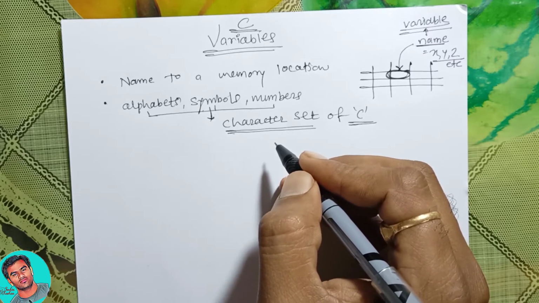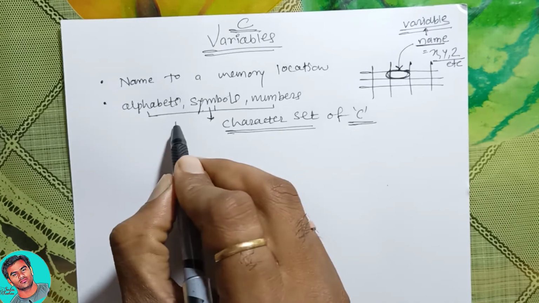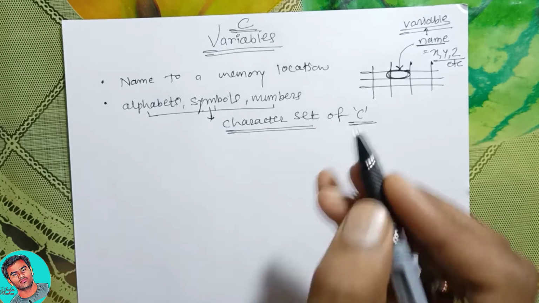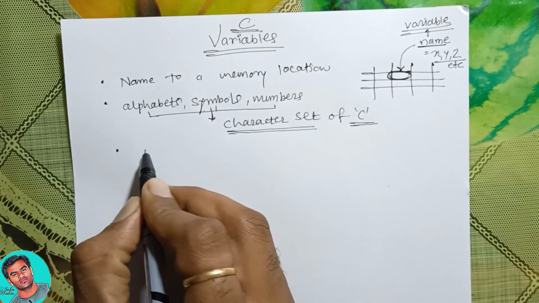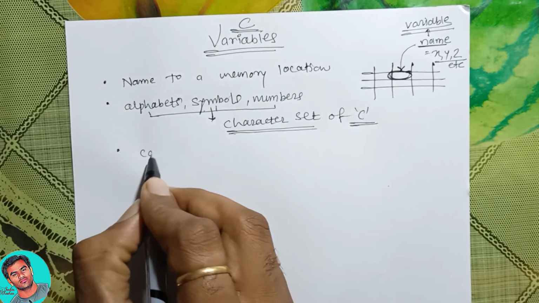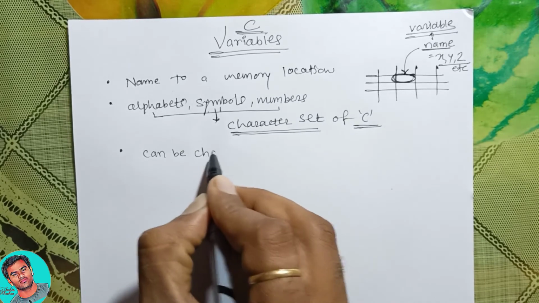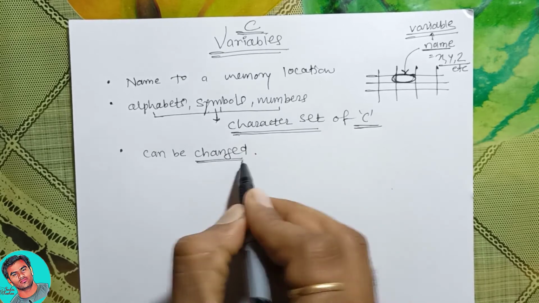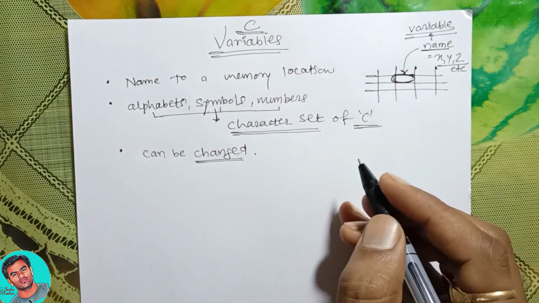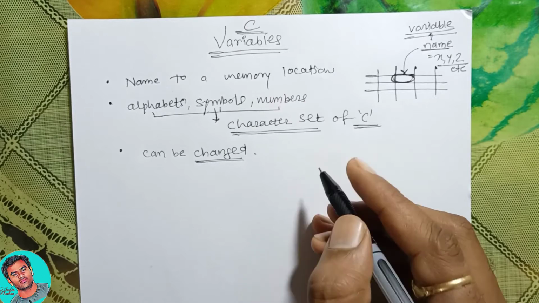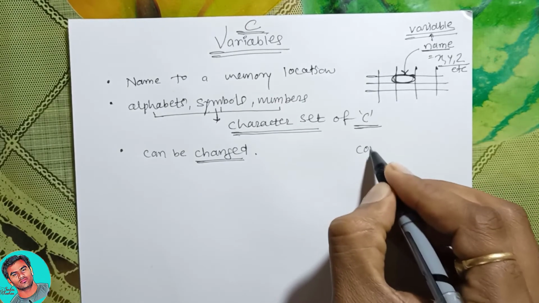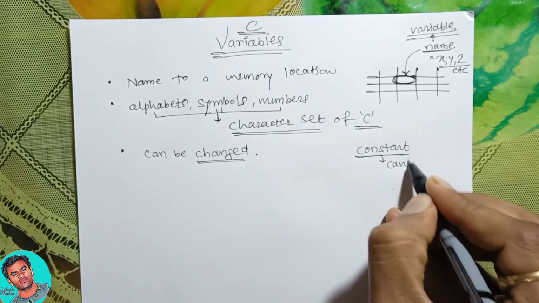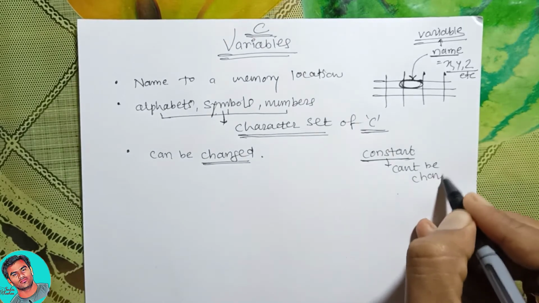Okay friends, so let's start. The variable name consists of alphabets, symbols and numbers. This variable entity can be changed. If we are saying this can be changed, that means some other type needs to be there which cannot be changed, called a constant.